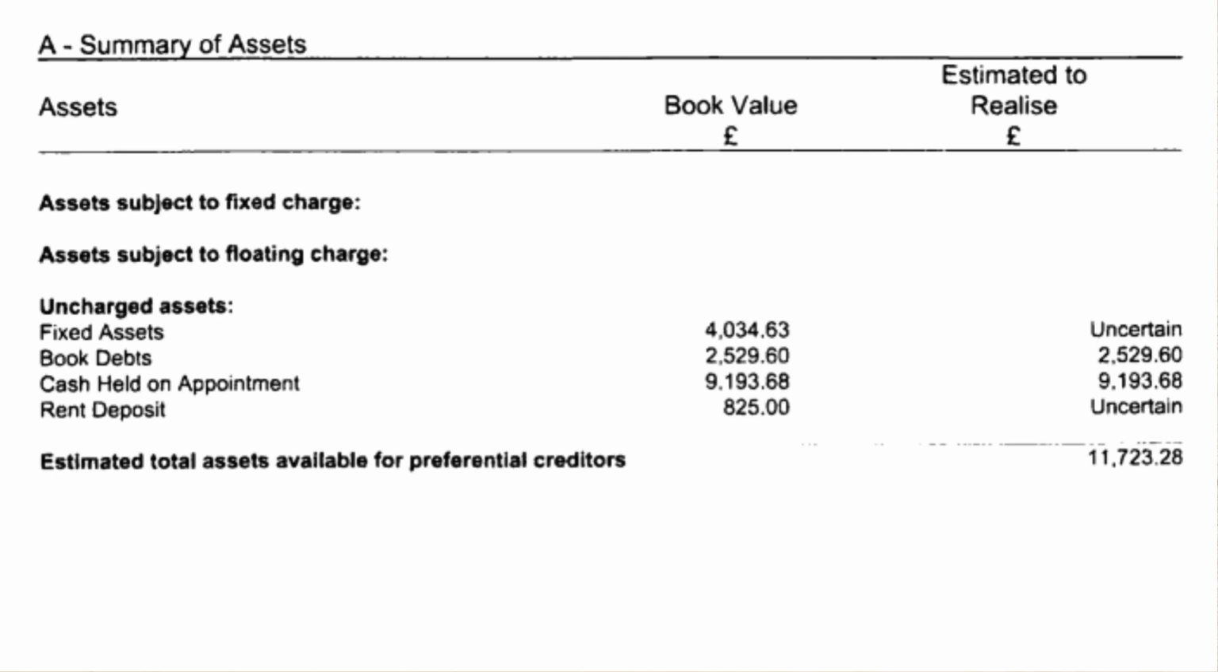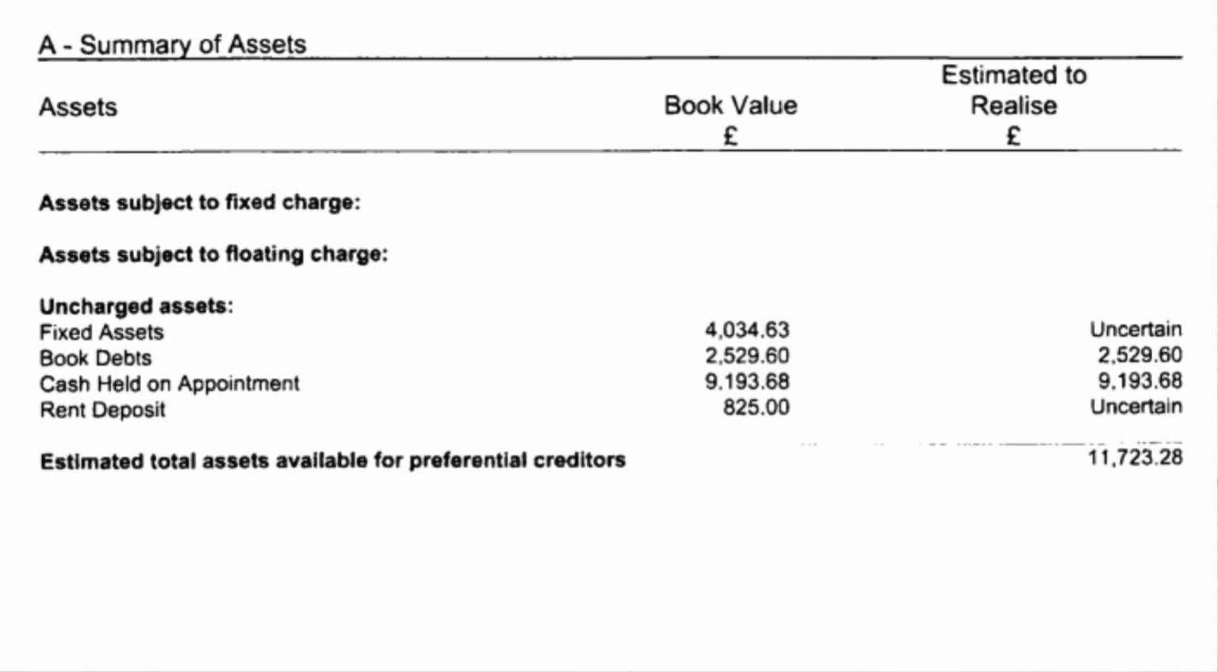Moving on to the next one, there are apparently no assets subject to a fixed charge, no assets subject to a floating charge. So all the assets are uncharged. And then just to confuse things slightly, they've described one of the assets as a fixed asset rather than actually explain what it is. So whether that's stock, plant and machinery, motor vehicles or something. Estimate to realise is uncertain.